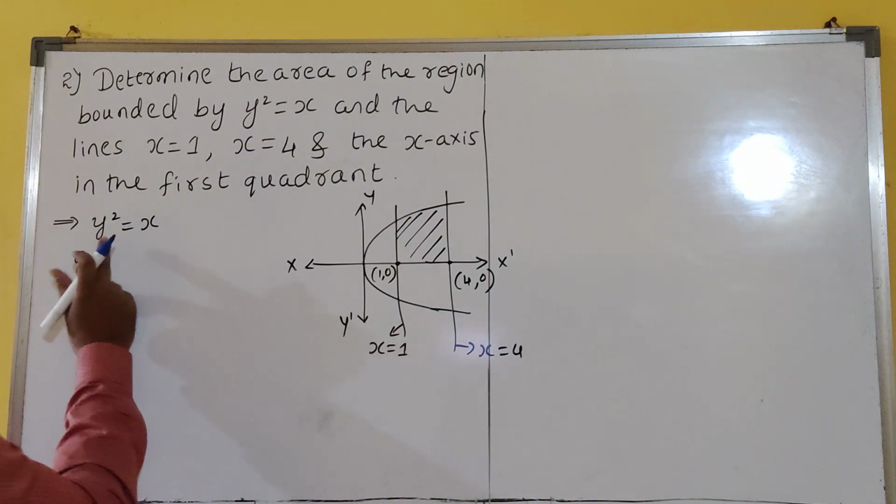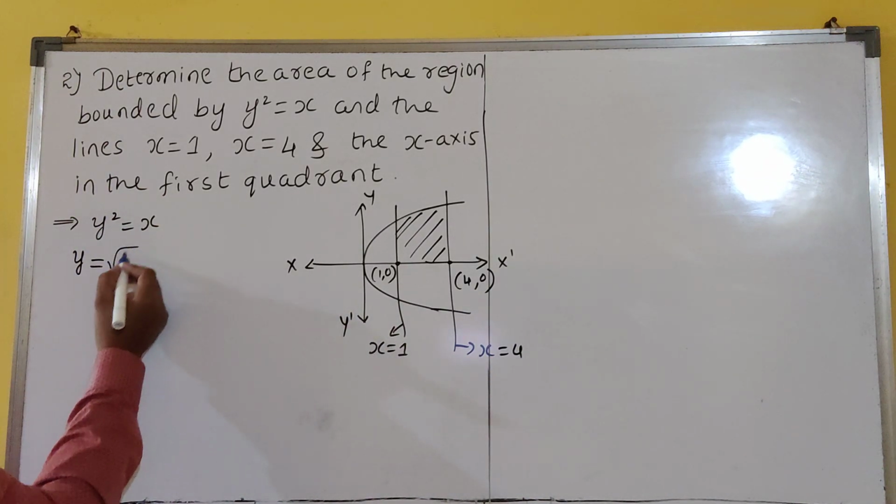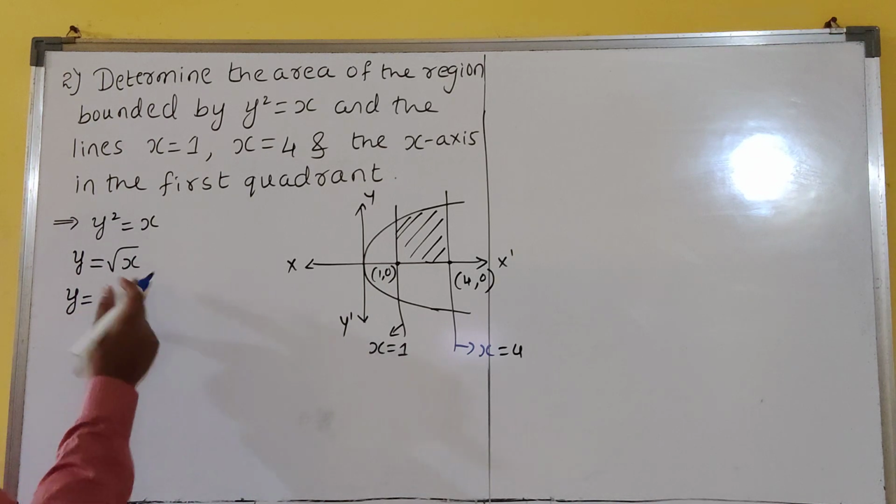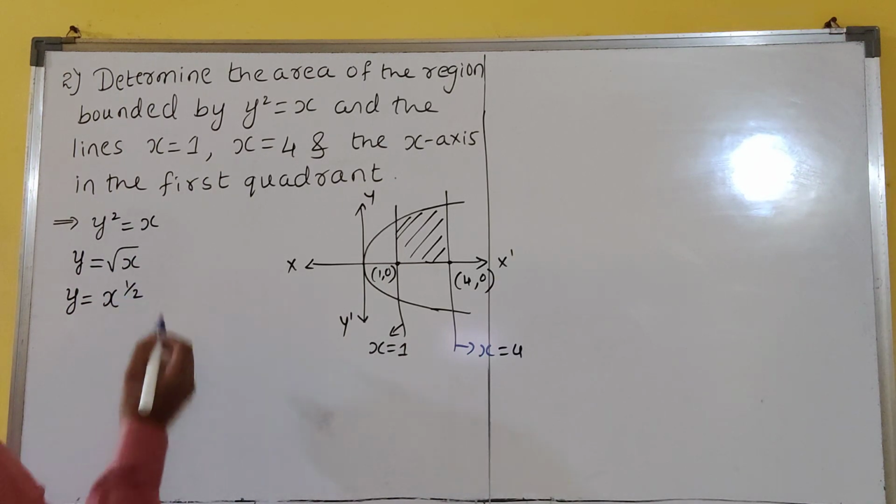So the y value will become how much? Send the square to this side. Square root x. Y is equal to square root of x, I will write. X raised to half, no?